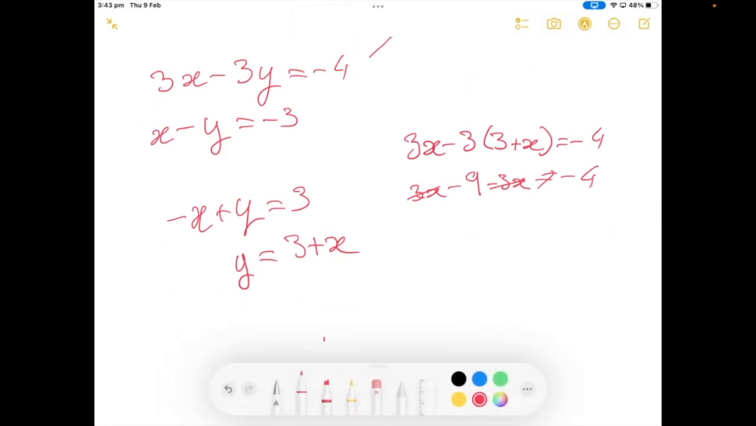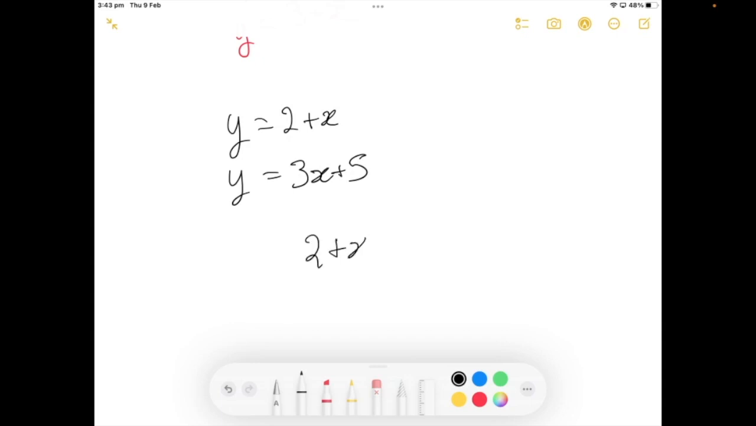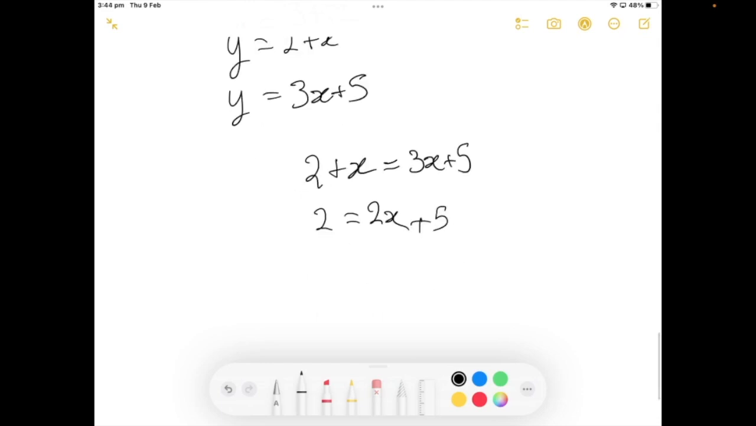Okay, next equation. Number 5. y equals 2 plus x. y equals 3x plus 5. Well, this is the same as the other one. You just equate them to each other. 2 plus x equals 3x plus 5. Now you do 2 equals 2x plus 5. Then you do minus 5 on each side, which is negative 3 here.